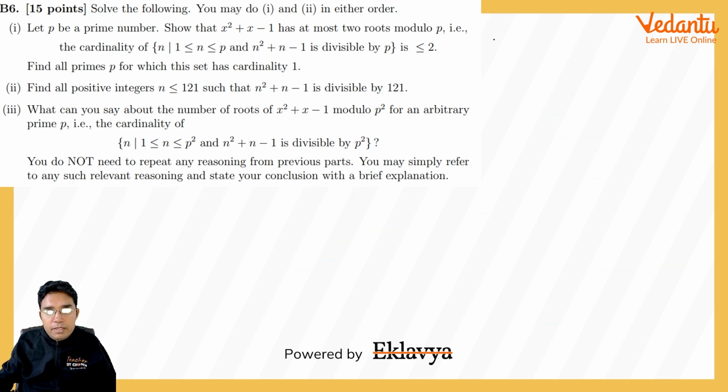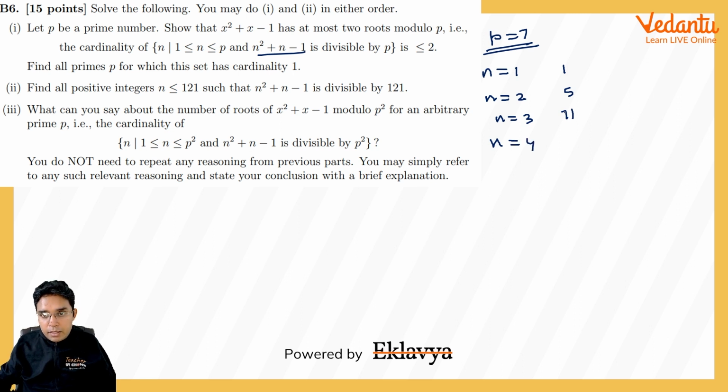I'll just show you. Suppose I take p equal to 7. Then I take n equal to 1, this expression becomes 1. If I take n equal to 2, this expression becomes 5. If I take n equal to 3, this becomes 9 plus 3, 12, minus 1, 11. If I take n equal to 4, I think here the difference was 4, then 6, now it will be 18. If I take 5, it will be 29. If I take 6, the difference will be, I think, 12, so this will be 41. If I take n equal to 7, this becomes 55.